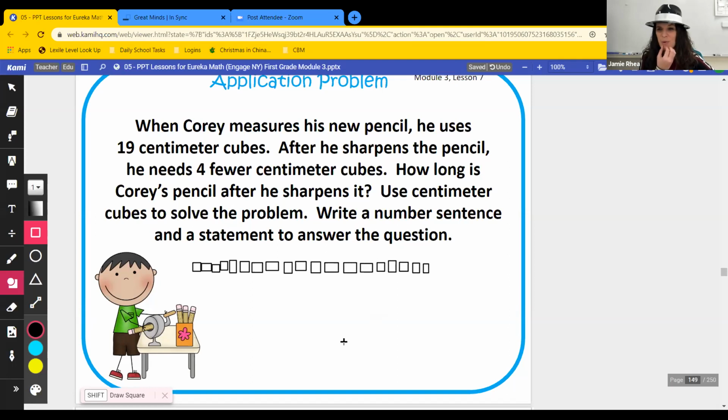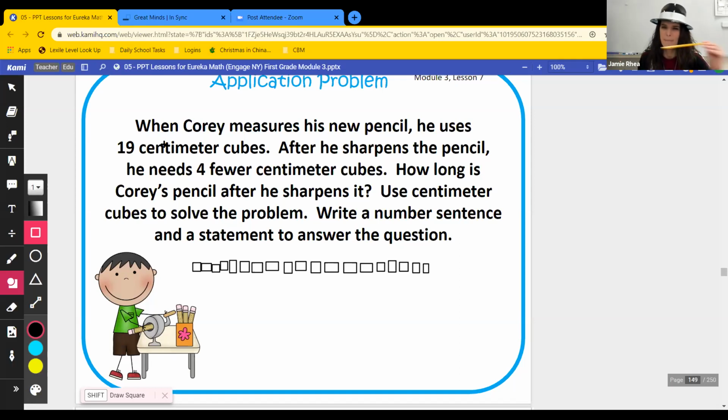Now guys, if we were really measuring a pencil right now, would that be okay? No, because I have gaps and well, they don't overlap, but look at all those gaps I have. But we're not measuring the pencil. We already know that the pencil is 19 centimeter cubes long. Okay, so this is just a picture. It's okay. So we knew that it was 19 centimeter cubes long, but then it says he sharpened the pencil.